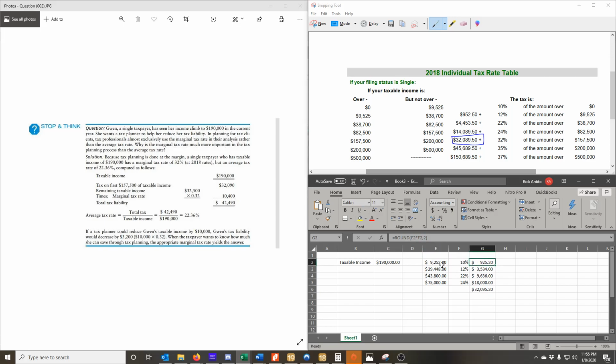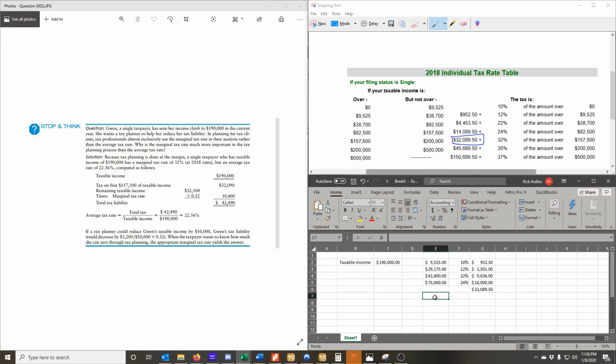we get 9. Oh, that's why. Okay, I've typed this number in wrong. 9525. Oops, 9525. Okay, there we go. So typos will mess up the whole thing, but it was easy enough to discover. Okay, so now we're at 32,089 and 50 cents. So there we match.